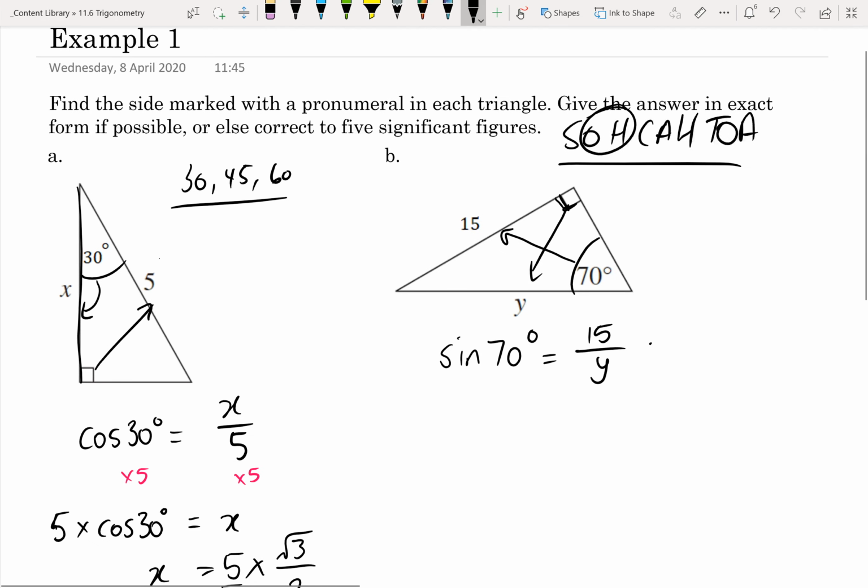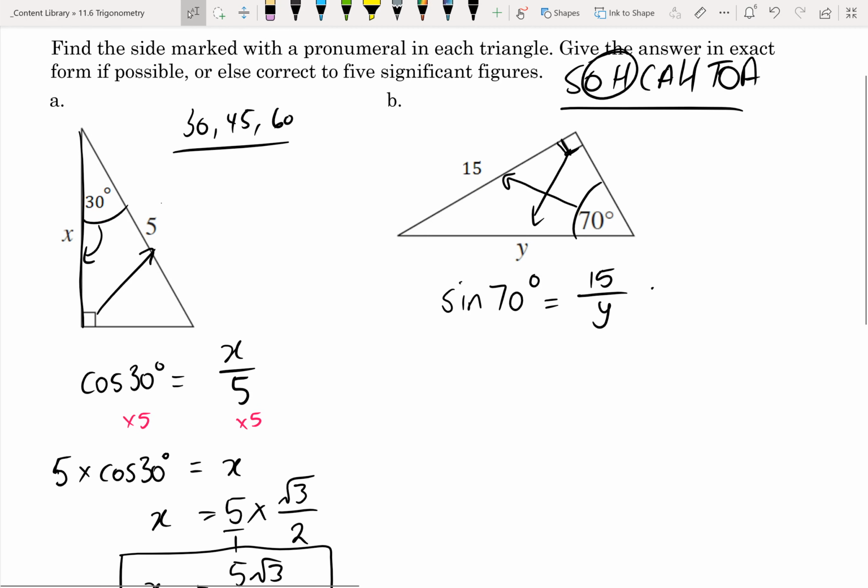Now you'll notice the difference between the first one and the second one is that now we've got the pronumeral on the bottom instead of on the top. So when the pronumeral's on the bottom, all we need to do is just switch the y and the sine 70 degrees around. The algebra behind this is that you multiply both sides by y, then divide both sides by sine 70 degrees, but we can just swap them around because we understand that it's the exact same thing.